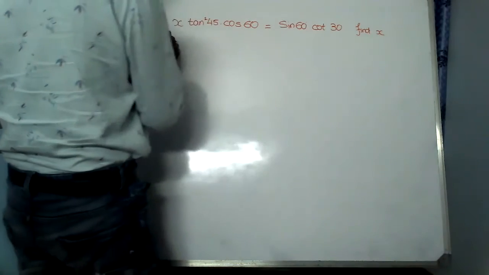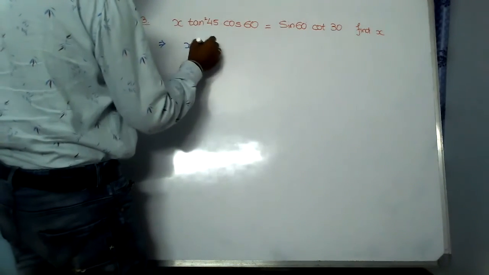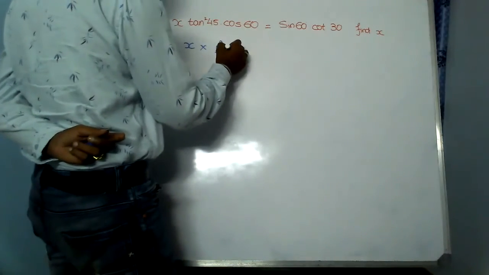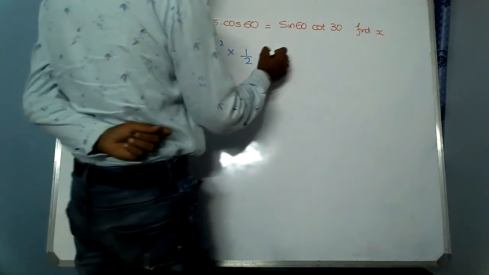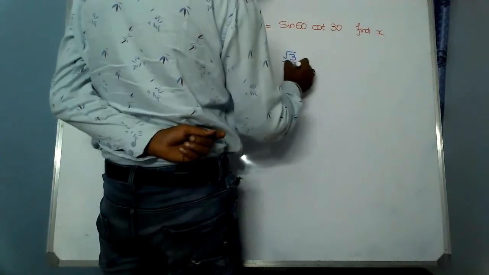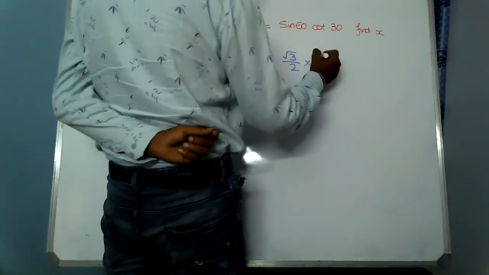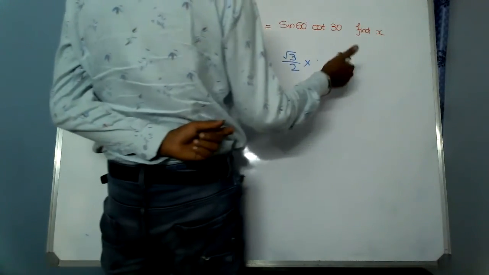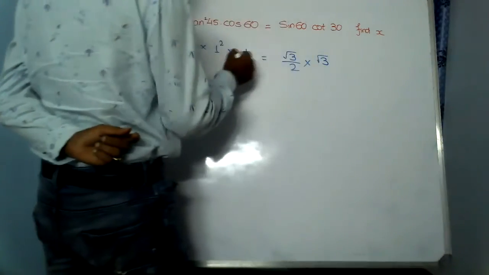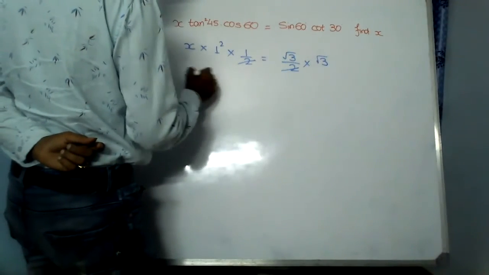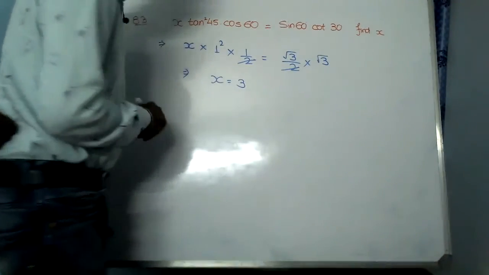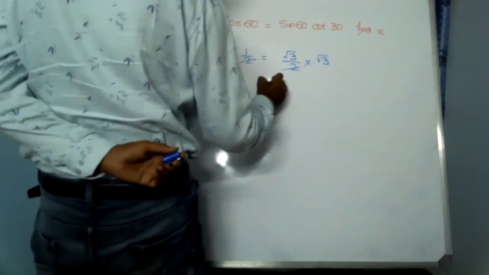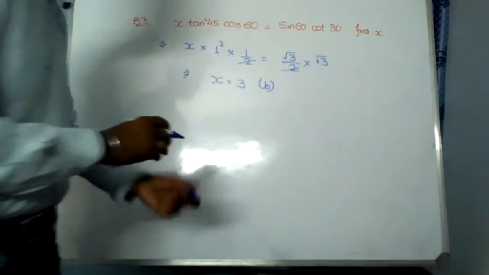This is pretty easy. So x tan 45 is 1, so tan square 45 is 1 square, it's 1 only anyway. Cos 60 is 1 by 2, sin 60 is root 3 by 2. Cot 30 is root 3. So the 2 and 2 got cancelled, and x is equal to 3. Do we have such an option? x equal to 3 is option B. That's your right answer.